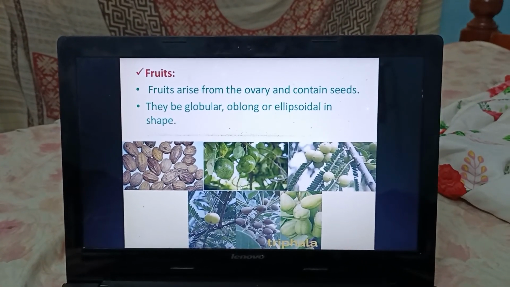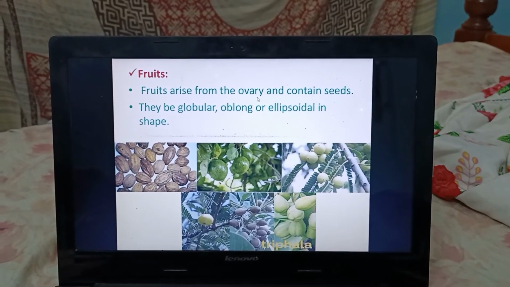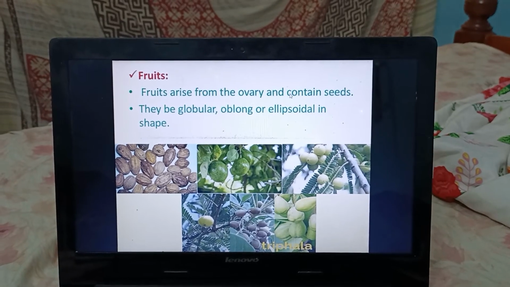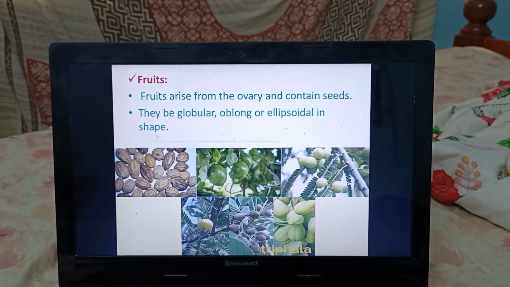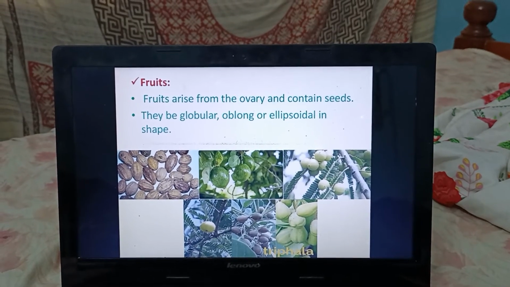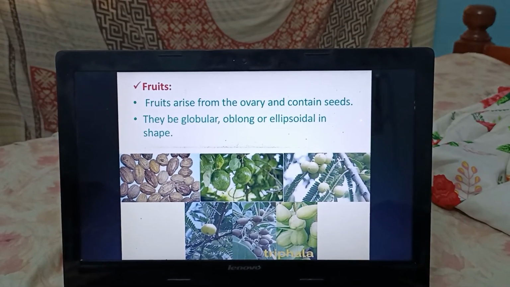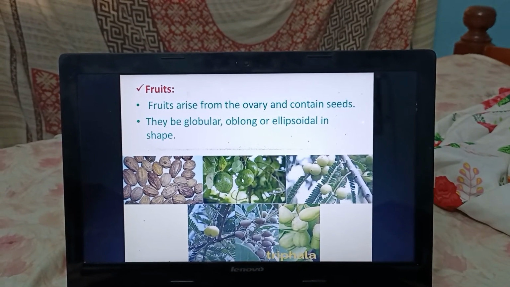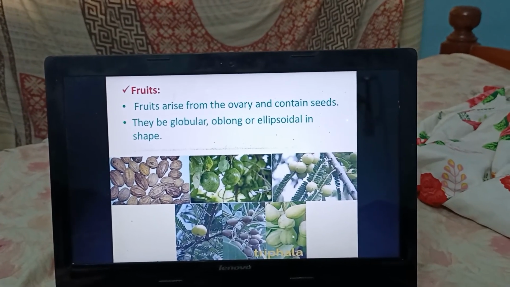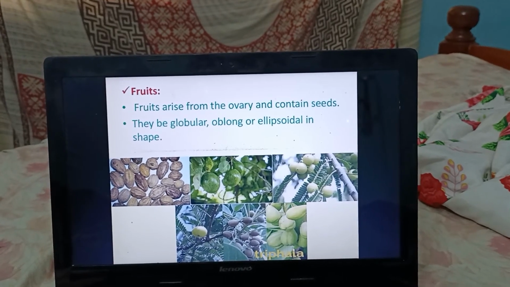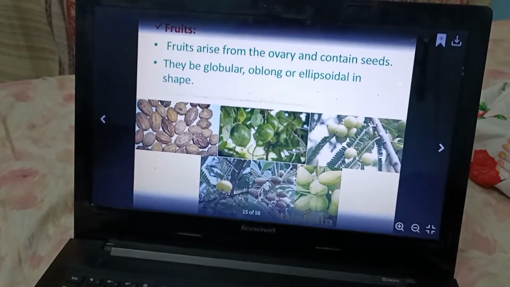Fruits arise from the ovary of the plant, and they also contain seeds. They may be globular, oblong, and ellipsoid in shape. They have different shapes. See the shapes: globular, ellipsoid. And this is the fruit of Triphala, which has n number of medicinal properties.